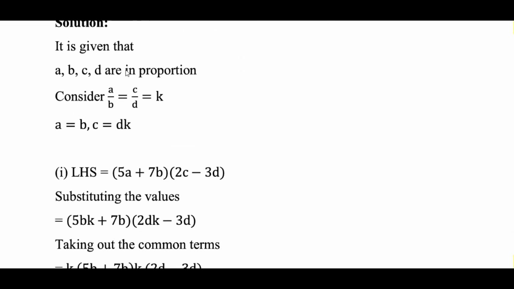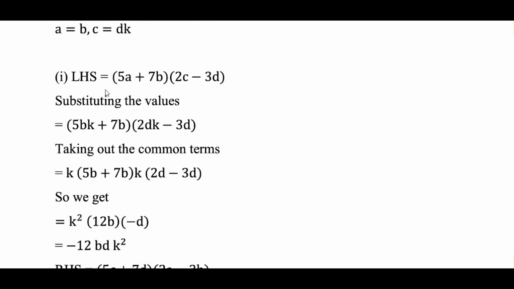As it is given over there, a, b, c, d are in proportion. So a by b is equal to c by d is equal to k. So a will be equal to bk, c will be dk. Here in the question, k is missing, so it's a typing mistake. So left hand side, what is given over there? 5a plus 7b into 2c minus 3d. Substituting the values, just put the values, you will get (5bk plus 7b) into (2dk minus 3d). Just putting the values of a and c.